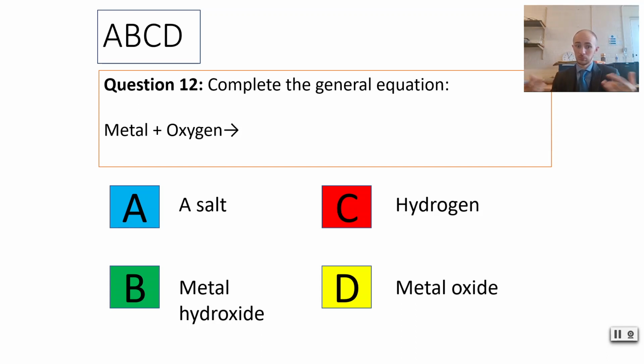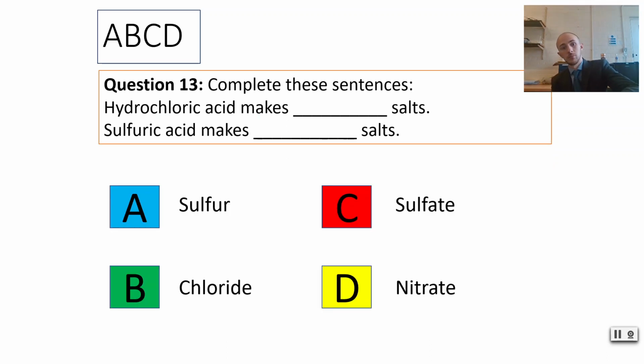Metal and oxygen. What does it make? Question 13. Hydrochloric acid makes something salts, sulfuric acid makes something salts. Now, you will know there's more than one here, there's 2, so pick the 2. Put them in the right order, please.